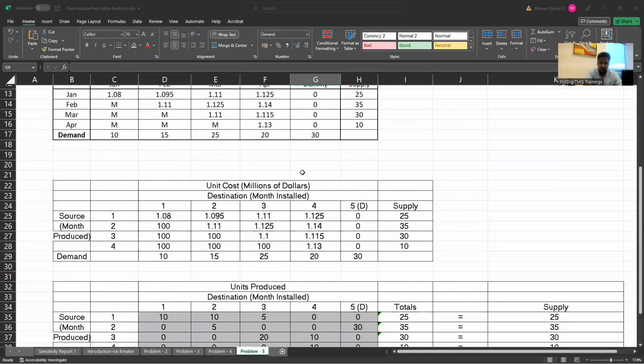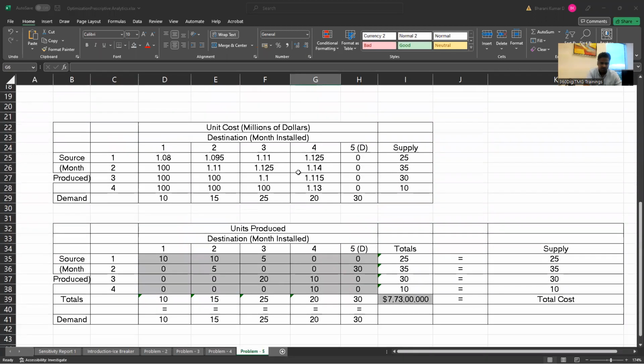Given that rationale, we have put these. Okay, since we have 1.08, etc., wherever you had n, we put a number which is very high in comparison. We have given a high number in these places.